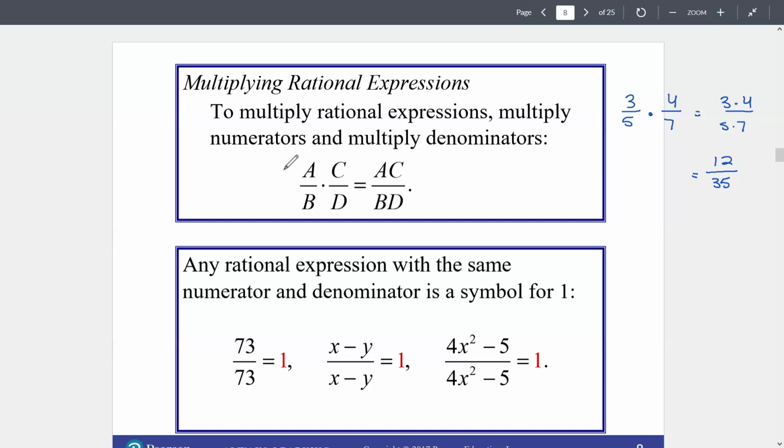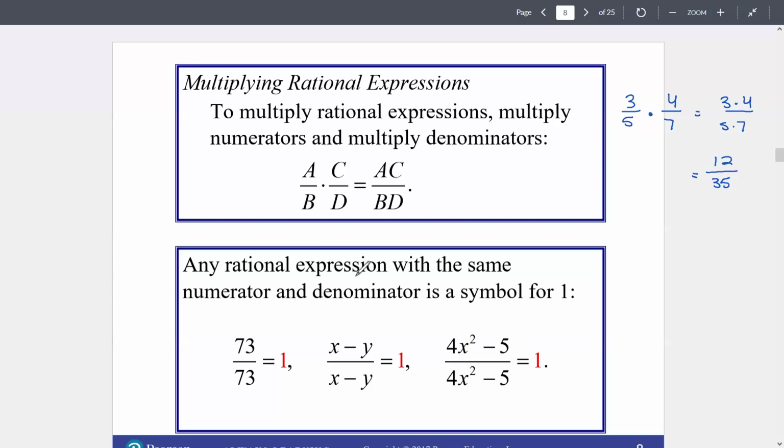The same thing with rational expressions. If big A, big B, big C, big D are all polynomials, then if I multiply the fractions together, I get A times C over B times D. Sorry, I said rational expressions at first, but A, B, C, D are all polynomials, not rationals.